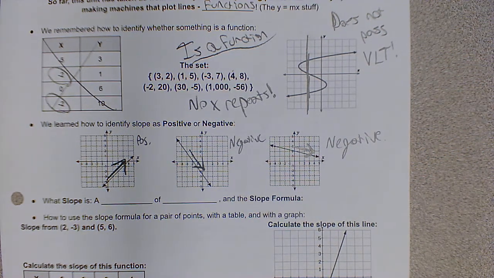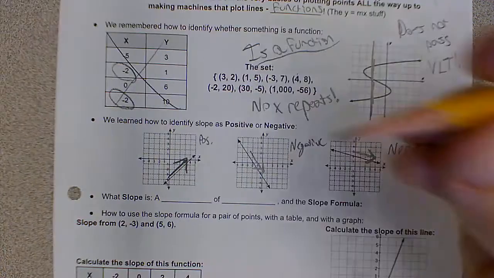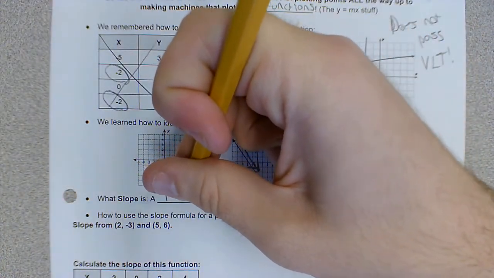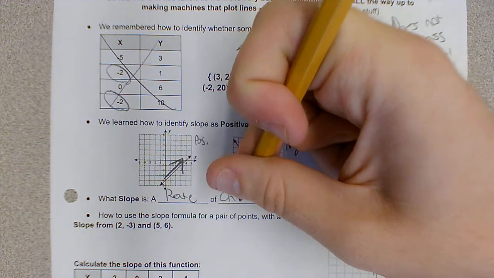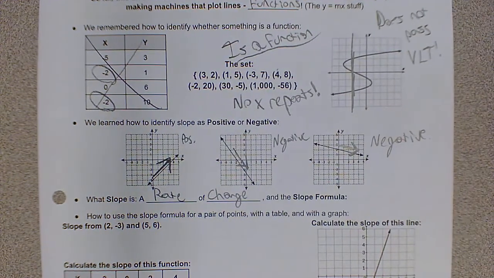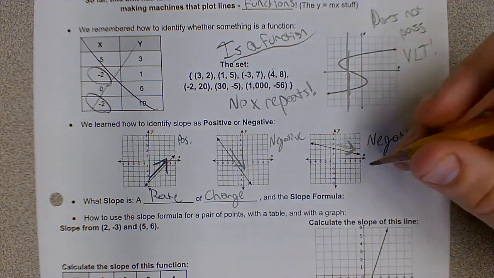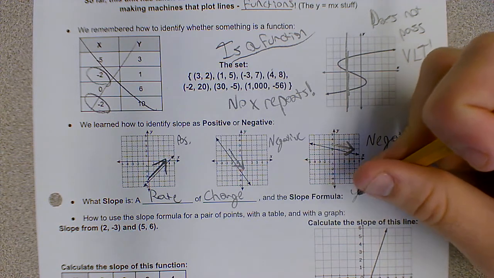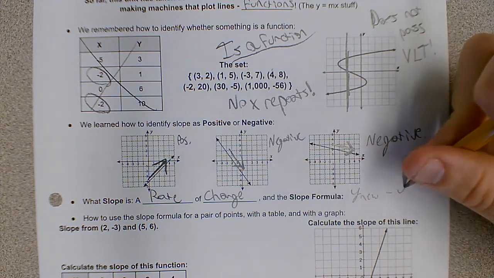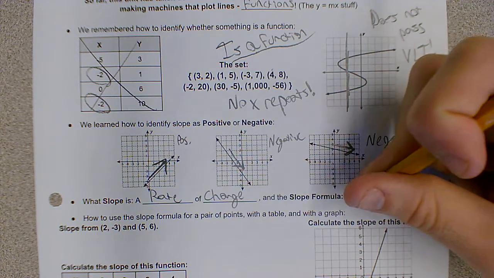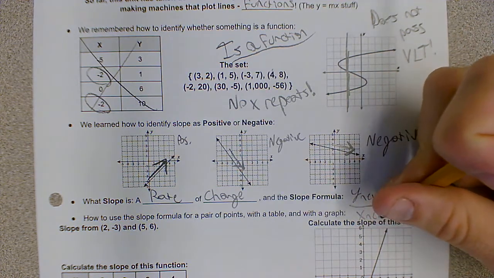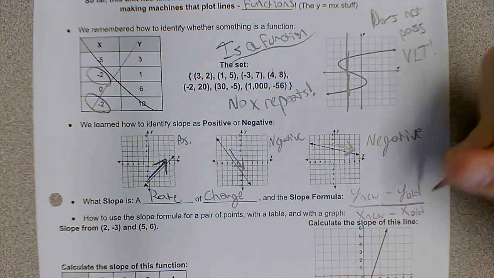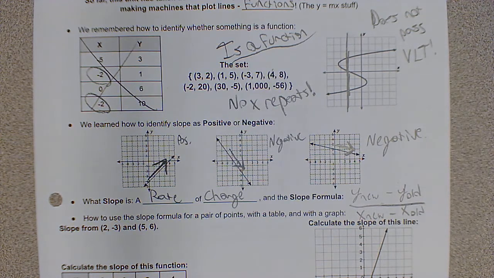Now, you got to know what slope is. We're going to call it a rate of change. And you got to know its formula too. You actually have to be able to write it for the summative. So it's going to be y new minus y old over x new minus x old. Got to know that formula and the news and olds.